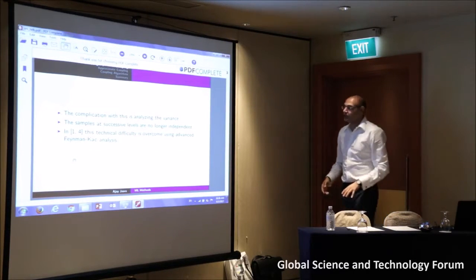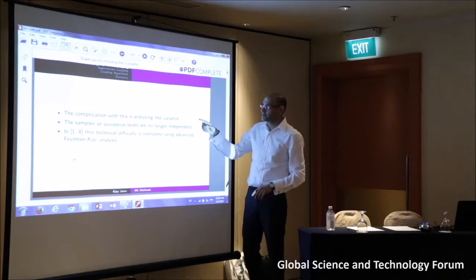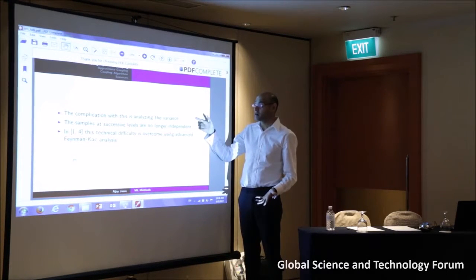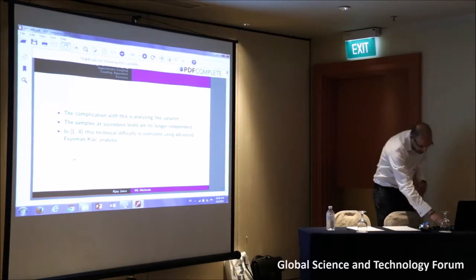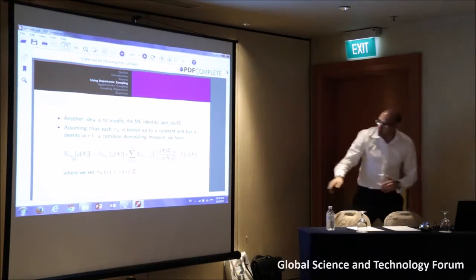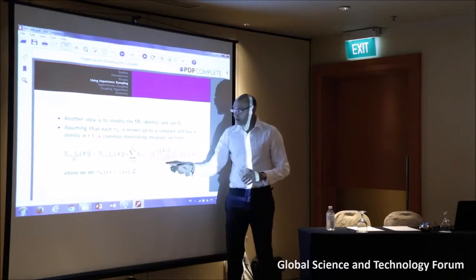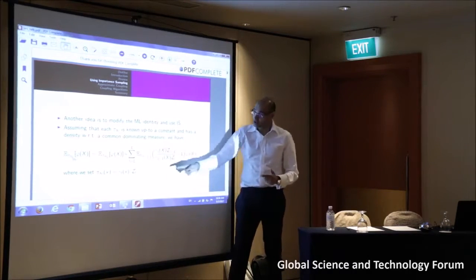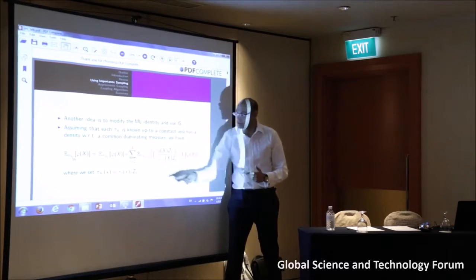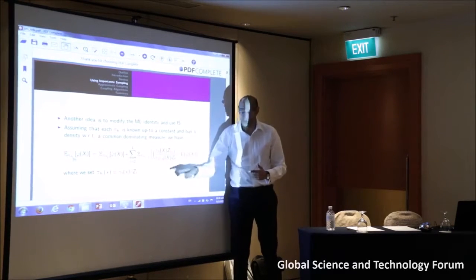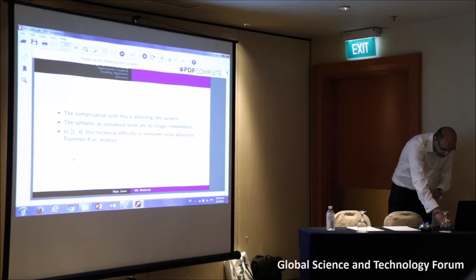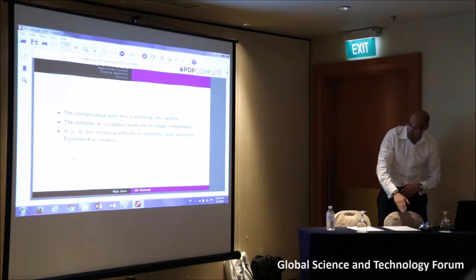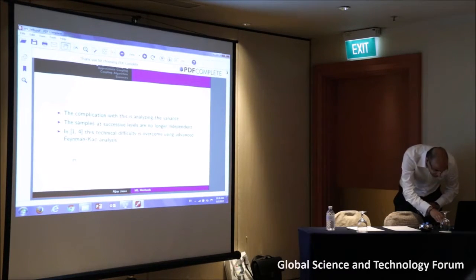I'll just make one remark because I haven't got much time here. The complication with this is analyzing the variance, because when you approximate these summands in the ordinary Monte Carlo method, they were independent with respect to each level L. That's no longer the case when you use this so-called advanced method, the sequential Monte Carlo method. And we've overcome that in some work.